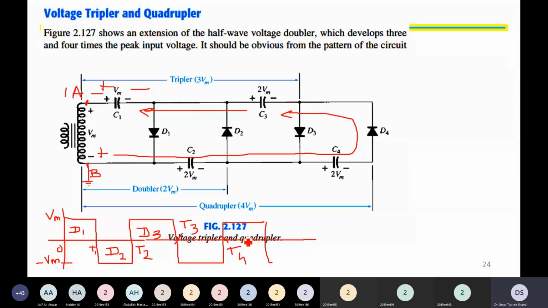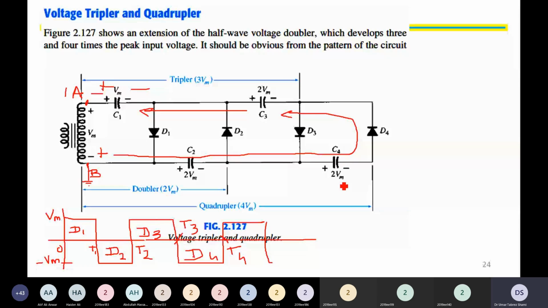Now, what will be the voltage? From time T3 to T4, diode D4 is conducting, and the charge voltage of C4 is 2 times Vm. Where does this 2 times Vm come from? It comes from the fact that the voltages of C2 and C3 are now canceling each other, whereas the voltage of capacitor C1 and voltage Vm will provide the voltage to capacitor C4. Now capacitor C4 has a voltage of 2 times Vm.